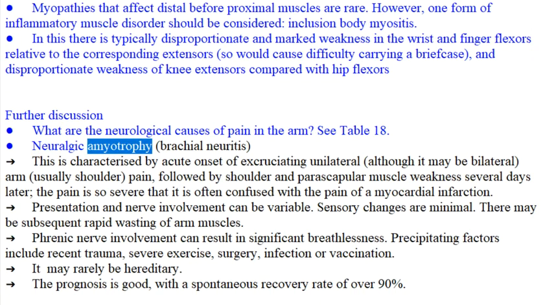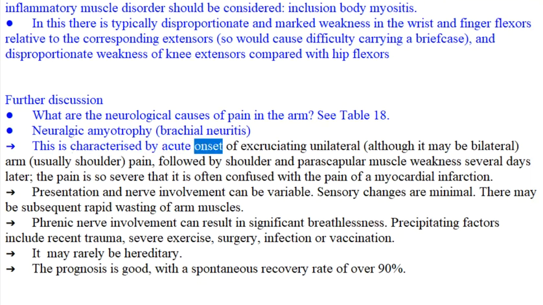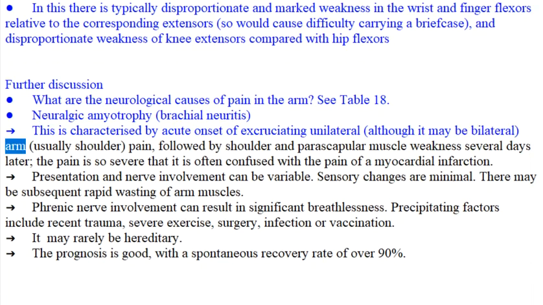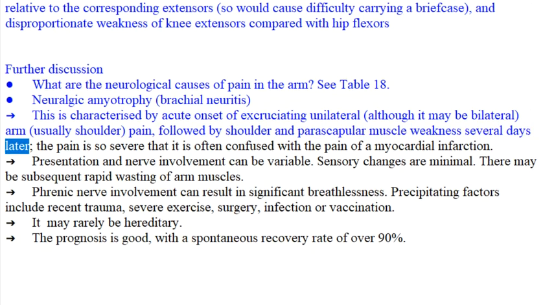Neuralgic amyotrophy, brachial neuritis. This is characterized by acute onset of excruciating unilateral, although it may be bilateral, arm, usually shoulder, pain, followed by shoulder and parascapular muscle weakness several days later. The pain is so severe that it is often confused with the pain of a myocardial infarction.